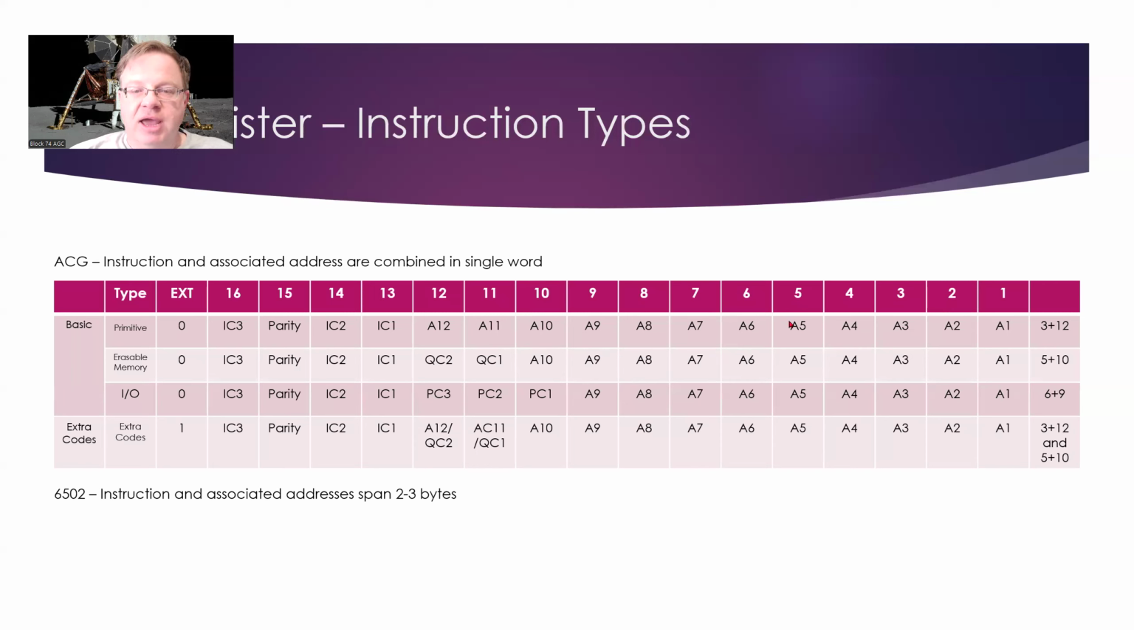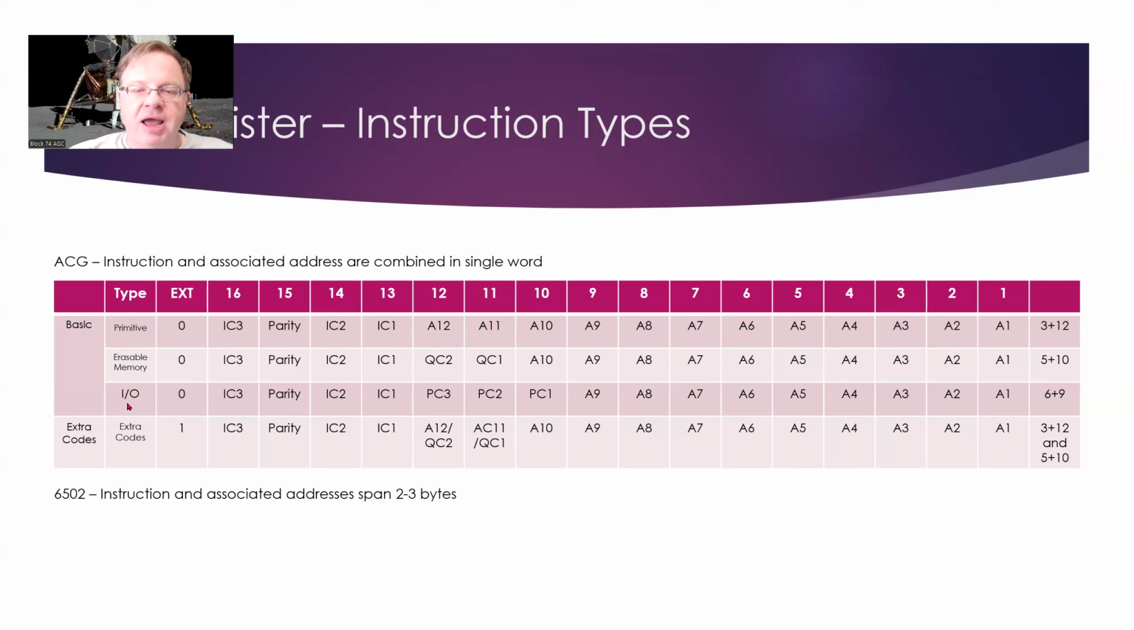So if you look at a lot of the primitives, the types of instructions would be reading data out of ROM so that they can be applied to any address. And then you've got erasable memory, where we may want to increment something or decrement something, something that you can only do to an erasable memory address.